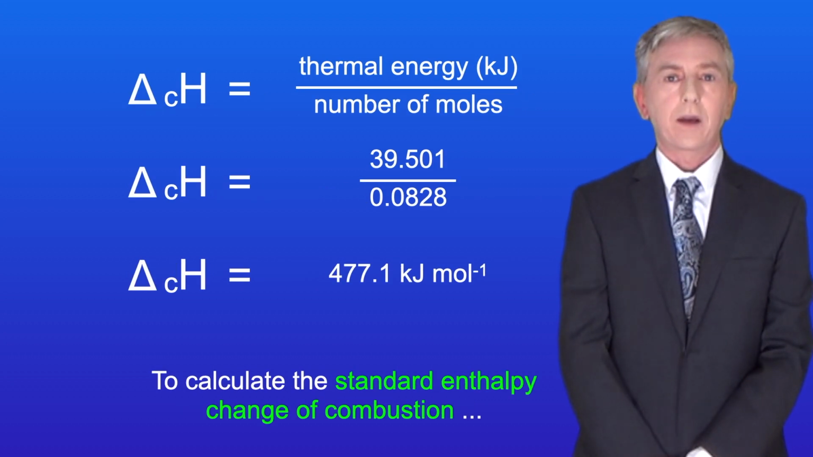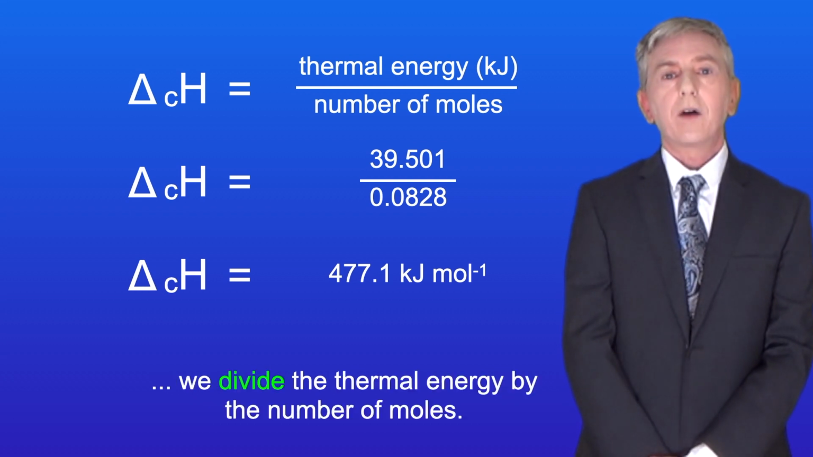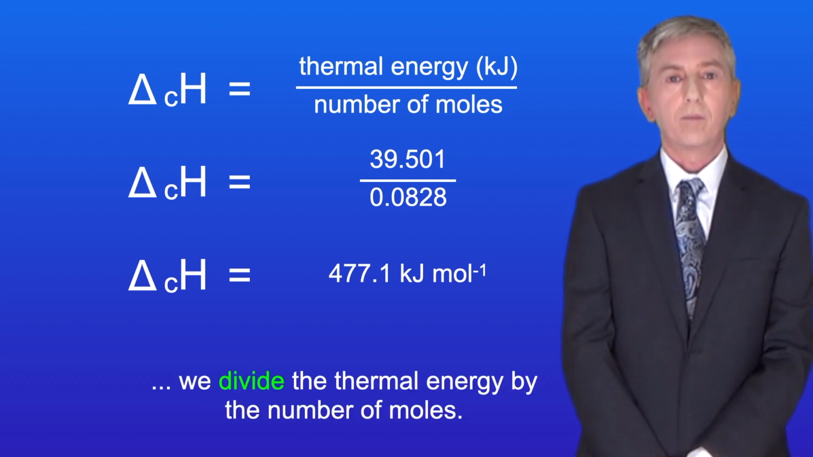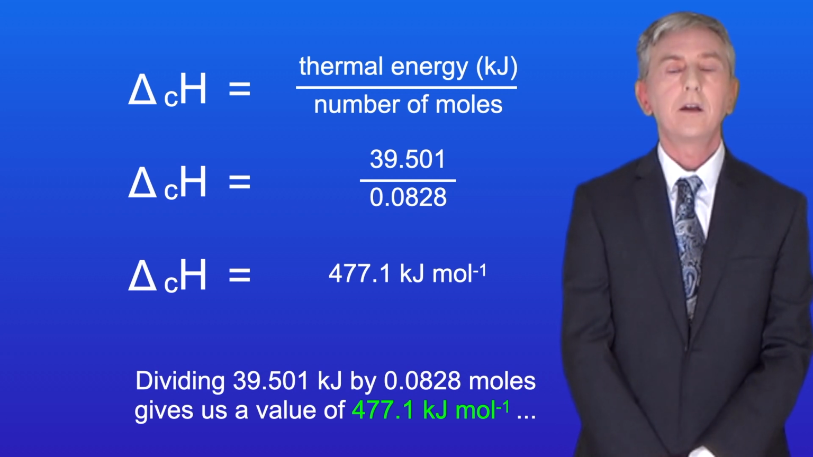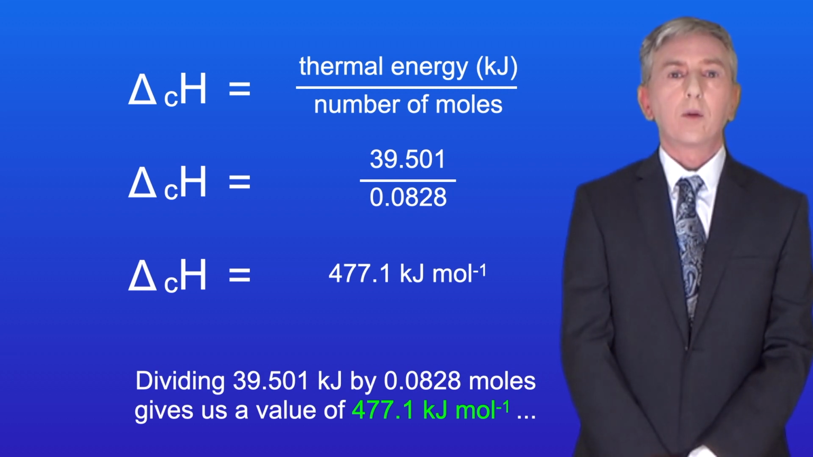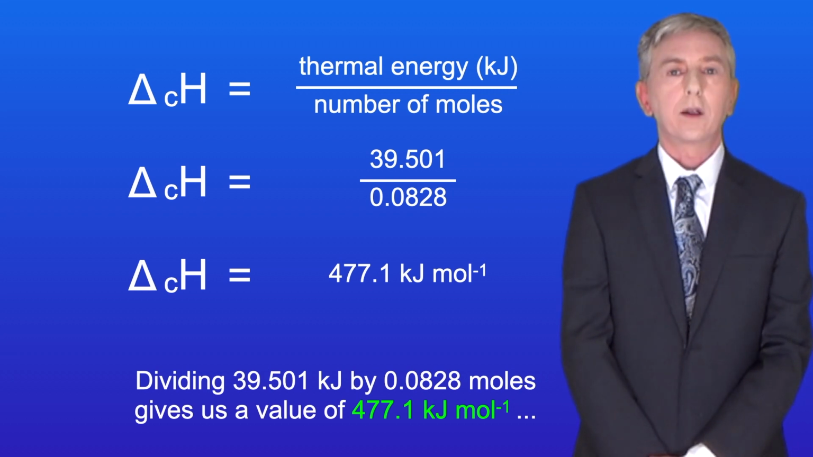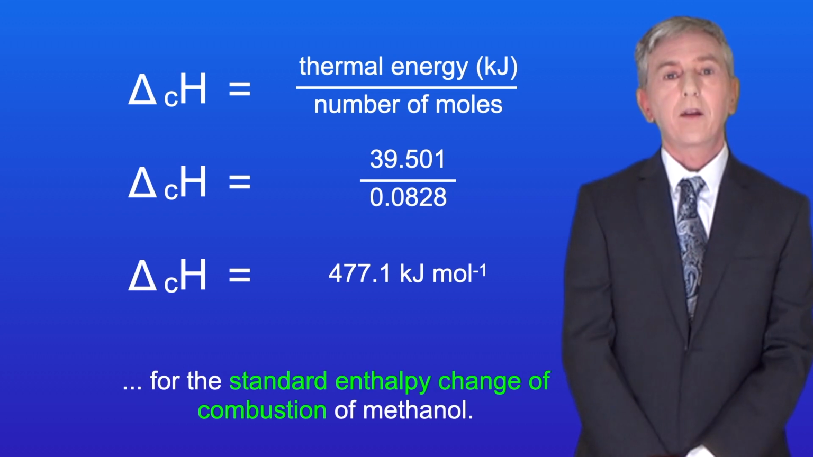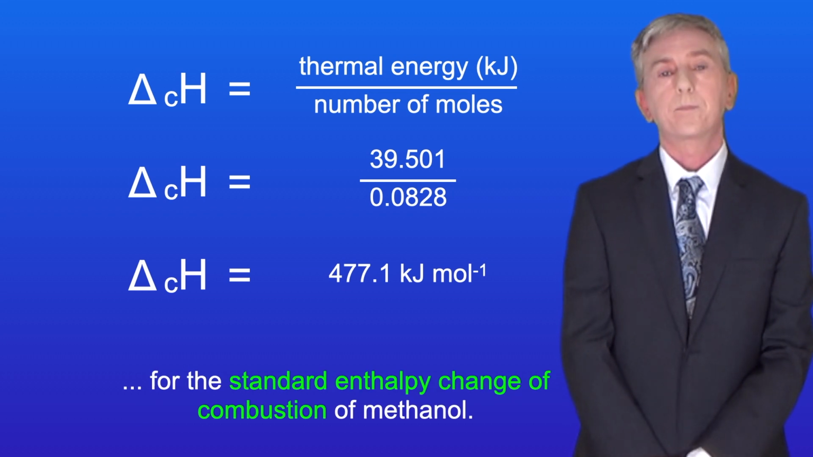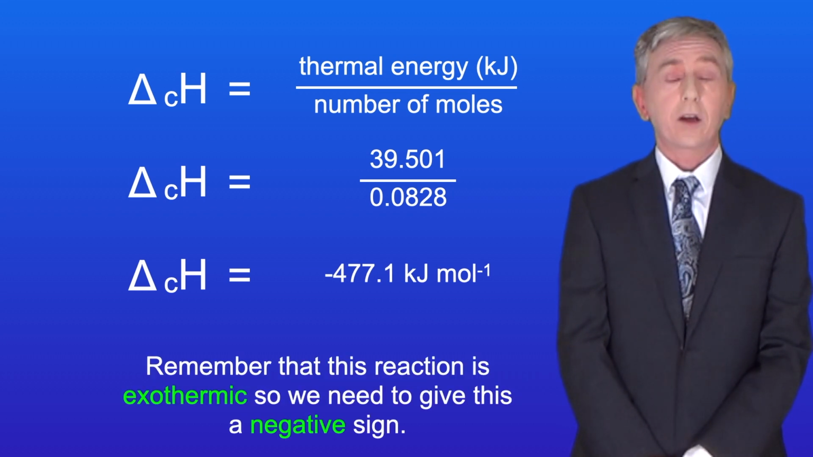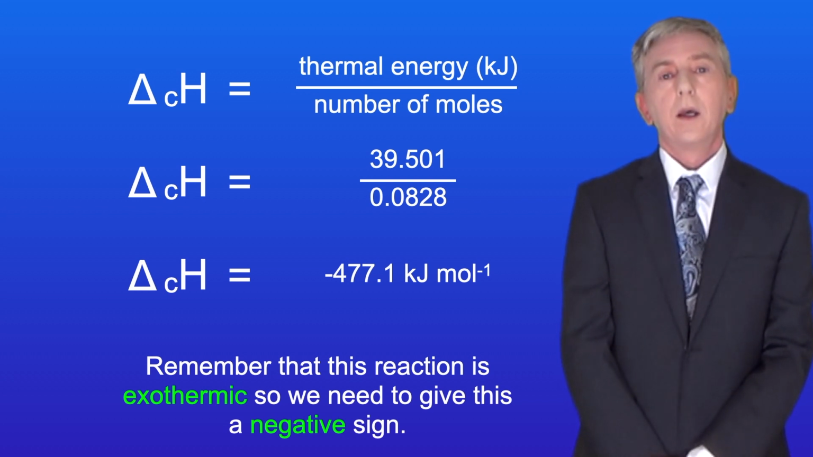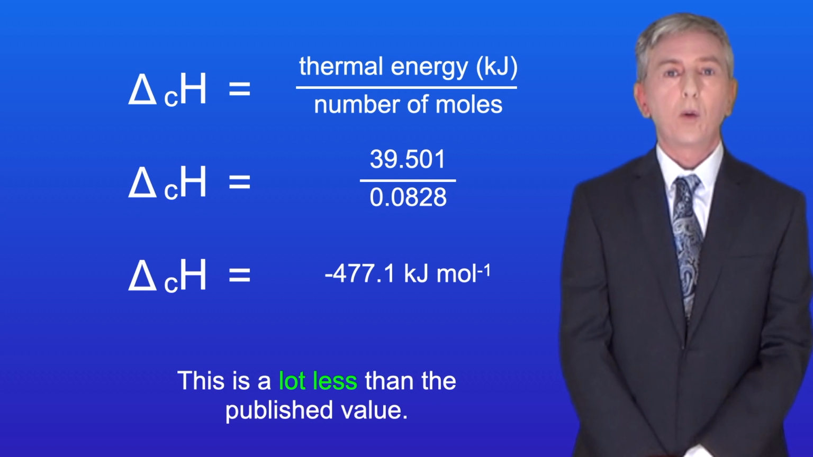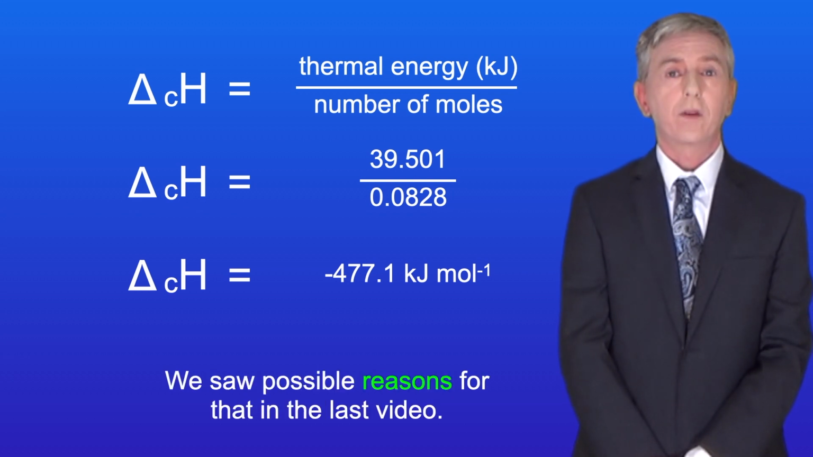To calculate the standard enthalpy change of combustion, we divide the thermal energy by the number of moles. Dividing 39.501 kilojoules by 0.0828 moles gives us a value of 477.1 kilojoules per mole for the standard enthalpy change of combustion of methanol. Remember that this reaction is exothermic, so we need to give this a negative sign. Now, this is a lot less than the published value, and we saw possible reasons for that in the last video.